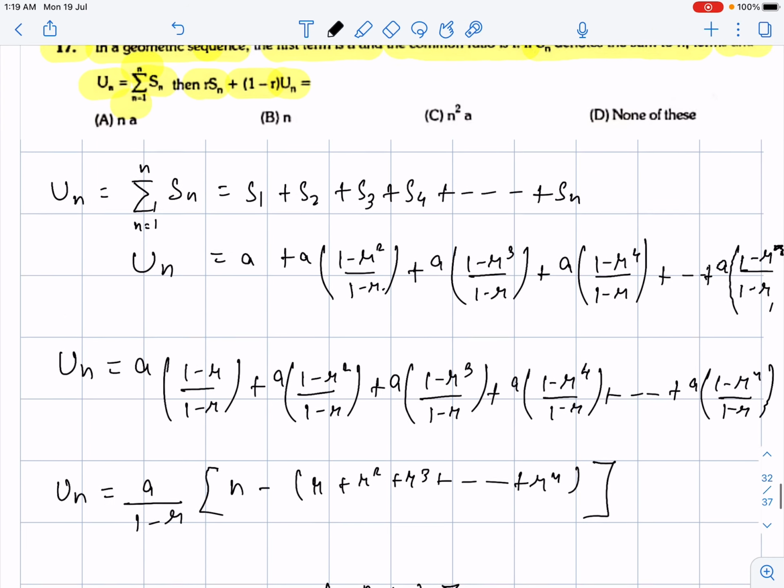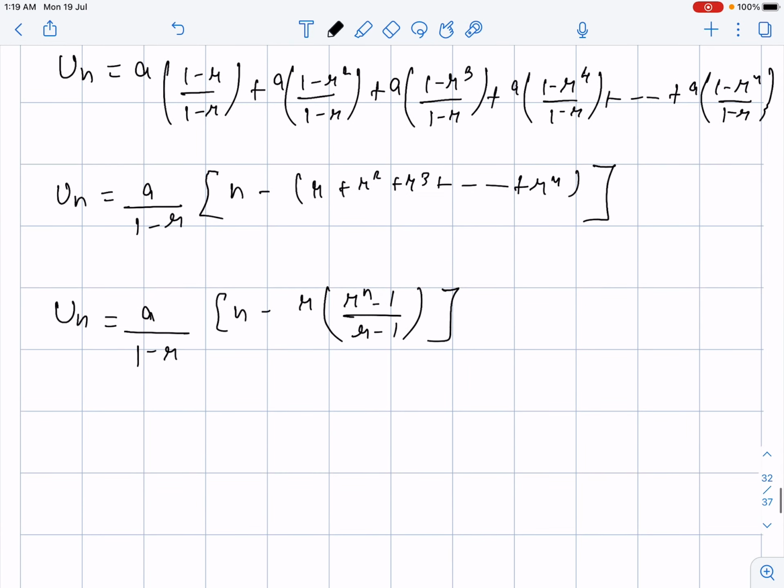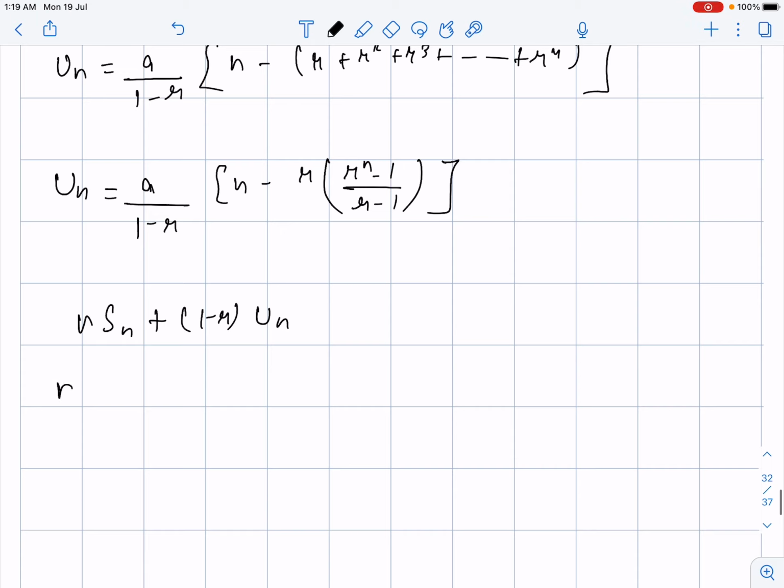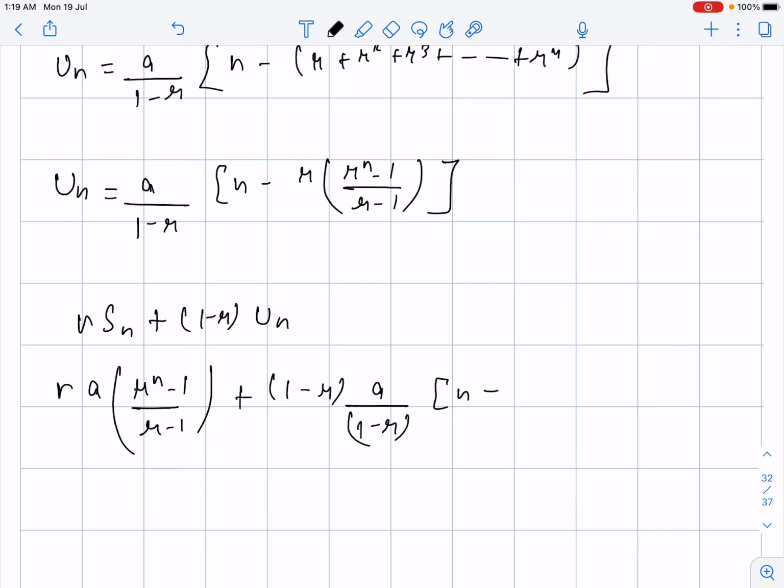And what is given to us? Rsn plus (1 minus r) times Un is given to us. Its value is asked to us. So Rsn will become what? r times a into (r to the power n minus 1) divided by r minus 1, plus (1 minus r) multiplied by a upon 1 minus r multiplied by n minus r multiplied by (r to the power n minus 1) divided by r minus 1.